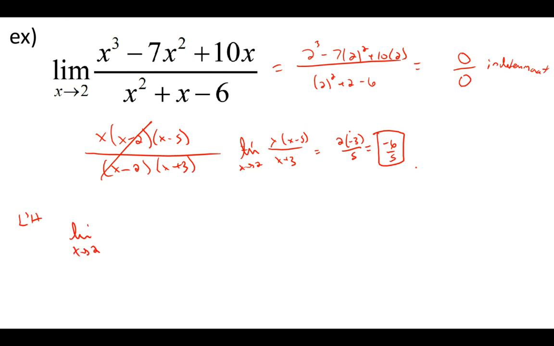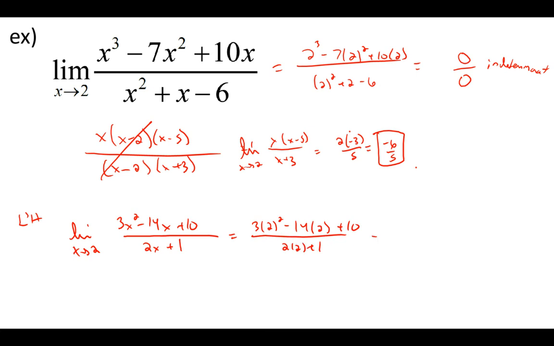I'm going to take the derivative of the top. So that's 3x squared minus 14x plus 10 over 2x plus 1, because the negative 6 goes away. And then we just try to plug it in again. So then it's 3 times 2 squared minus 14 times 2 plus 10 over 2 times 2 plus 1.